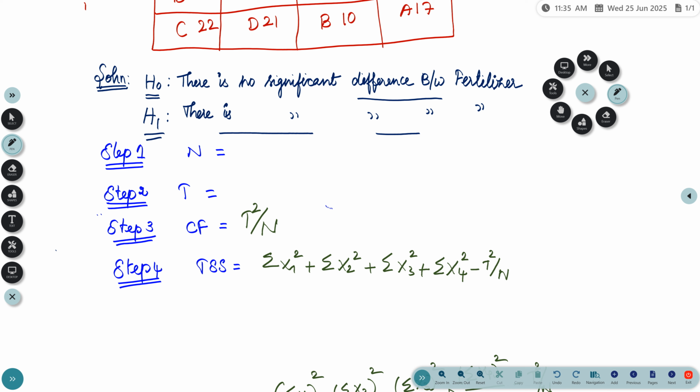First, step 1. What is step 1? Step 1 is the total number of values. How many values are given here? There are 16 values, so n equal to 16. Next, the total value we are going to calculate in the below table.